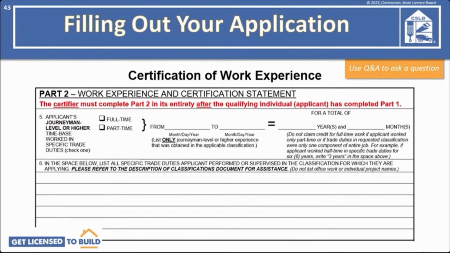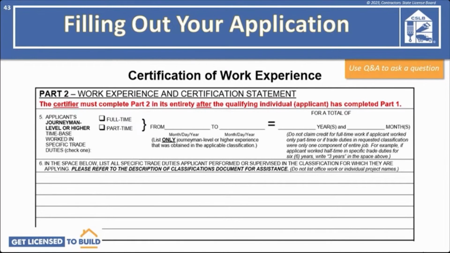Part 2 will be filled out by the certifier. In this section, the certifier must include the dates in which you obtained the experience. They must also select if you were working on a part-time or full-time basis. Keep in mind, if you were working part-time, you will receive 50% credit for that time, which means you will need to provide 8 years of experience within the last 10 years to meet the 4-year requirement.